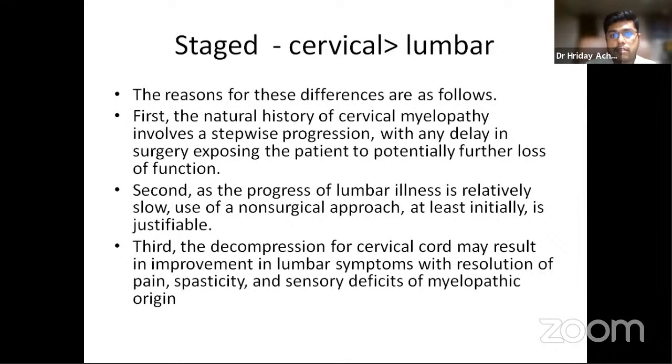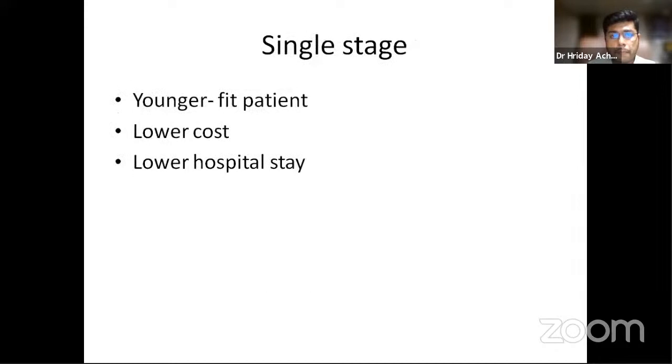When we are doing a staged surgery, the cervical should be operated first. They postulate the reasons being that the natural history of the cervical spine is a stepladder pattern of progression. So there are very high chances of the cervical progressing as compared to the lumbar. Also, lumbar illness is relatively slow and so non-surgical management generally works in lumbar as compared to cervical. And decompressing the cervical cord may improve lumbar symptoms because the spasticity improves, and so the claudication may also improve. The single stage surgery is generally preferred in patients who are young and fit.